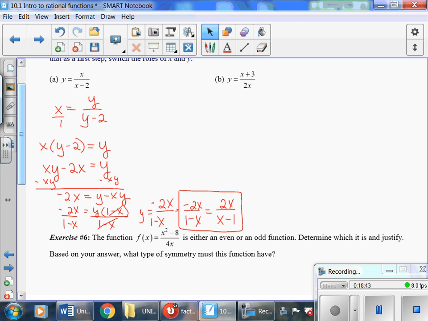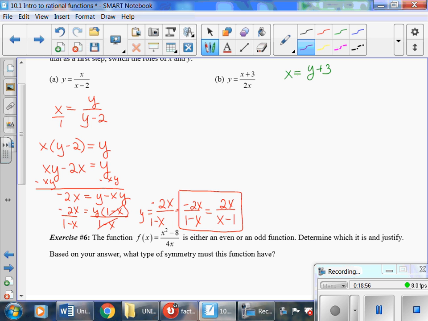Okay, so let's look at B. And simply, again, we're going to just flip those two. So let's do this first. How about x equals y plus 3 divided by 2y. And we're going to cross multiply. And we get 2xy is equal to 1 times y plus 3. And we're solving for y. So let's bring this y over to the left this time. So minus y from both sides.